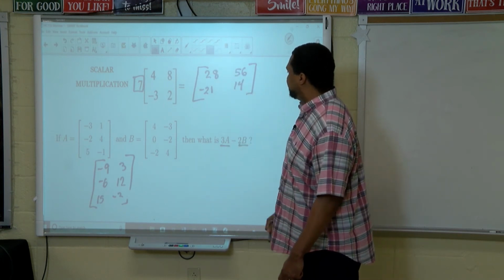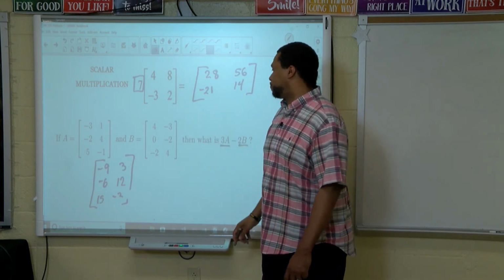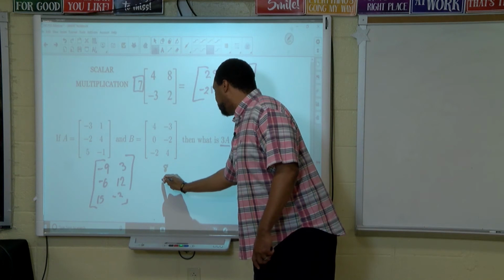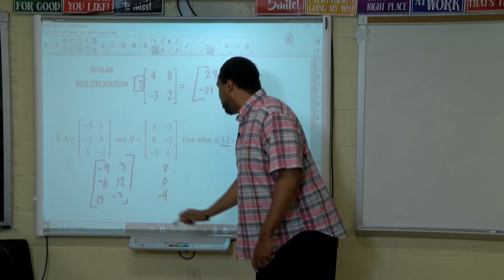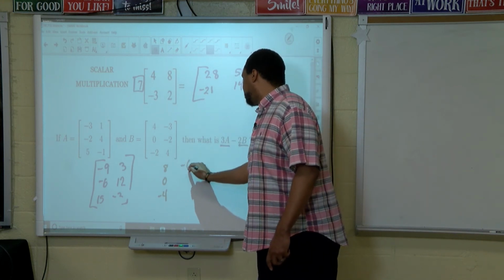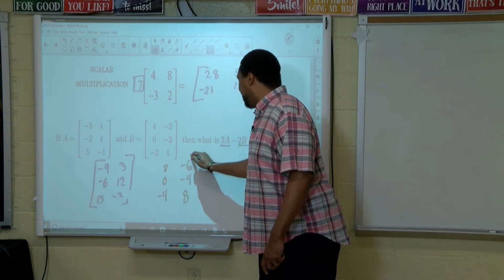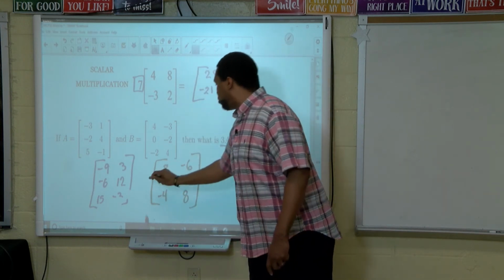2B, multiply everything in matrix B by 2. So that is 8, going down the column, 0, -4, -3 times 2, -6, -4, 8. Multiply everything by 2.